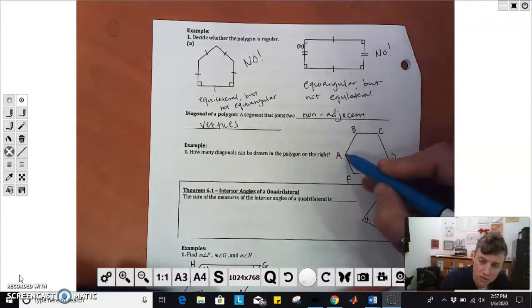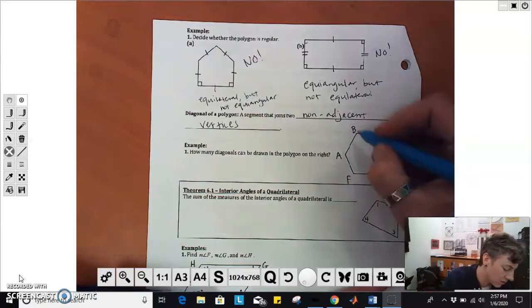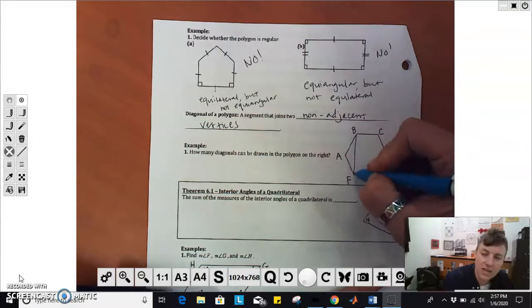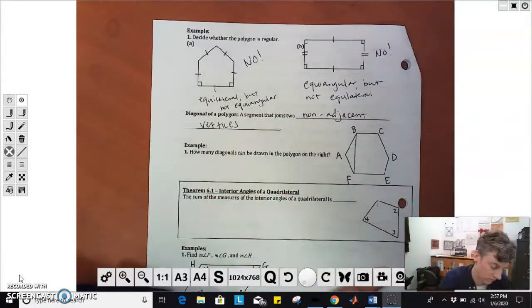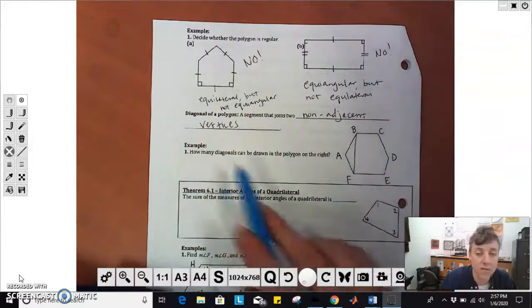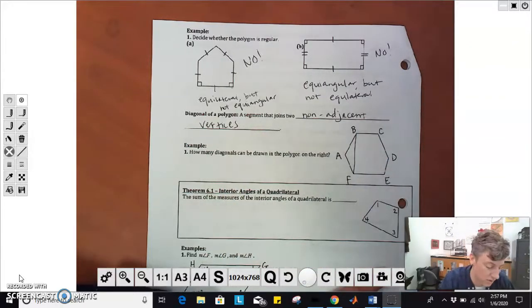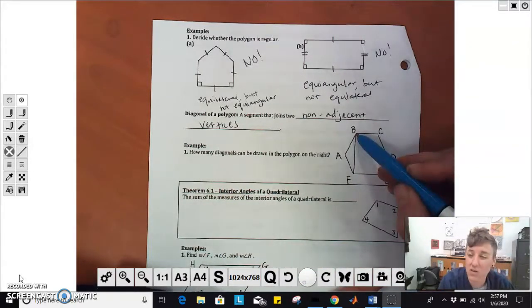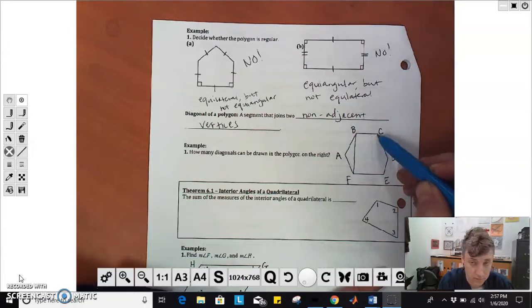B and A, are those adjacent to each other? Yeah, they're right next to each other. But B and F, those are not adjacent. So there's a diagonal. All right, let's try to draw all of them. What I would recommend is start at 1 vertex and draw all the diagonals you can, and then move to the next one. So let's start with B.